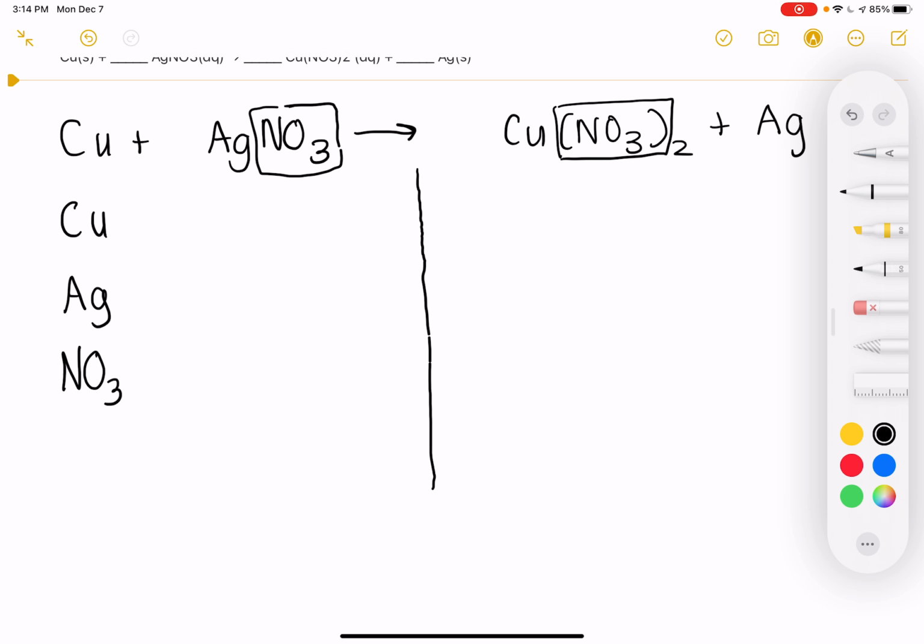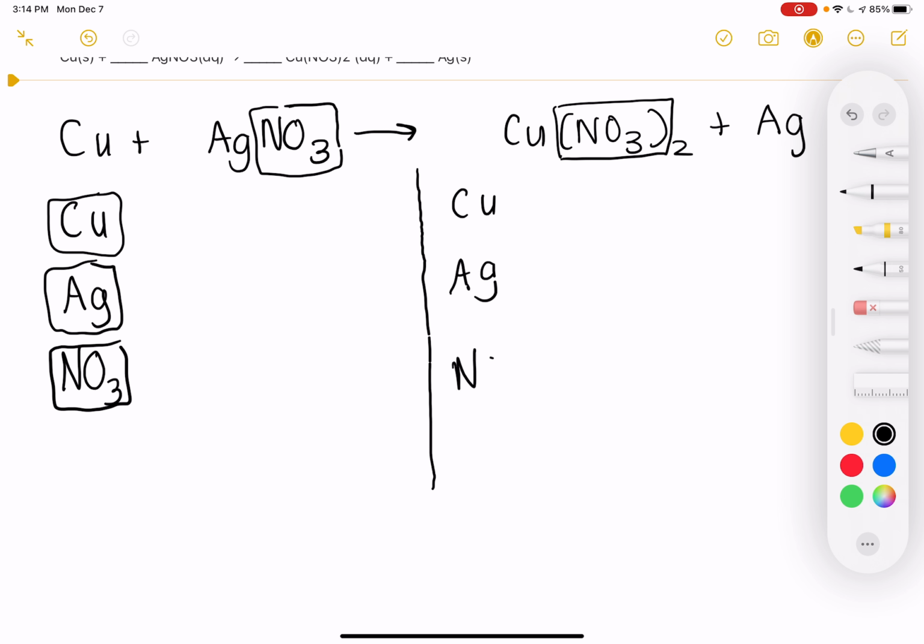So like 90% of the time, we're just going to be writing elements here. So these are just different elements. And then some of the time, we're going to be writing these. So instead of me saying balance the elements, a lot of the times we could be balancing the ions. And in this case, that's what we're going to do. So we got Cu, we got Ag, and we got NO3.